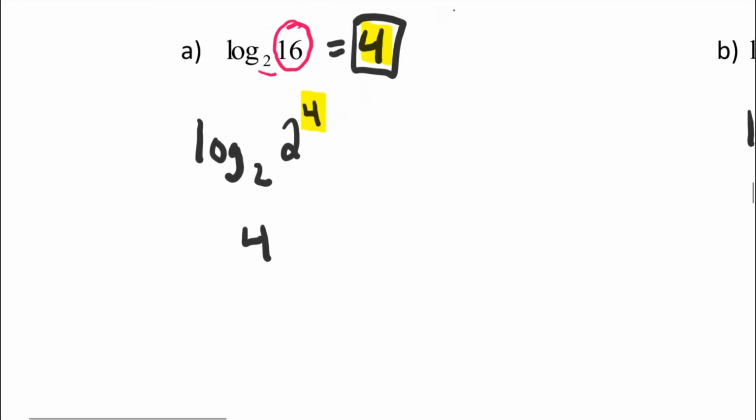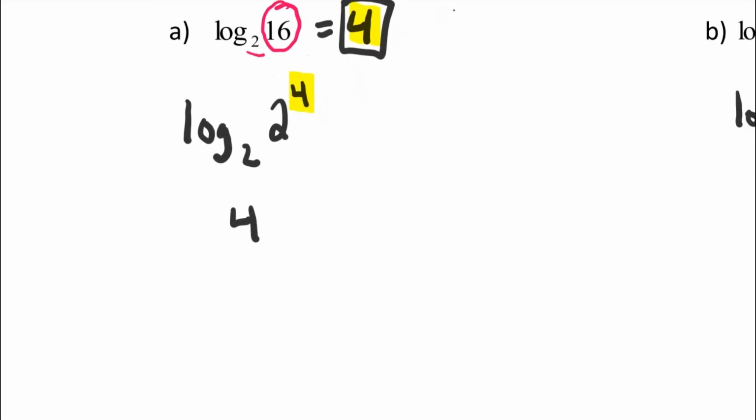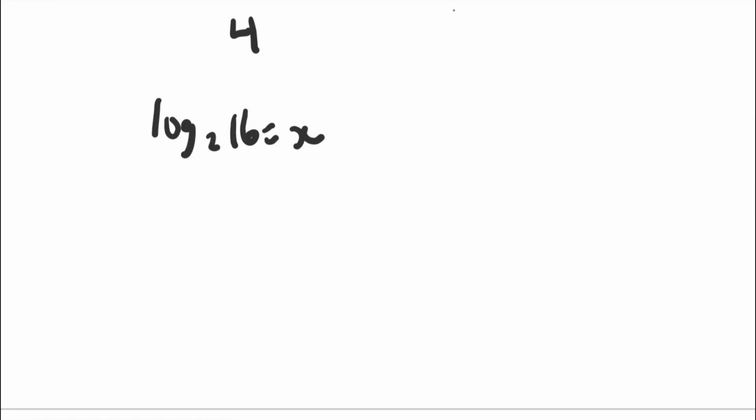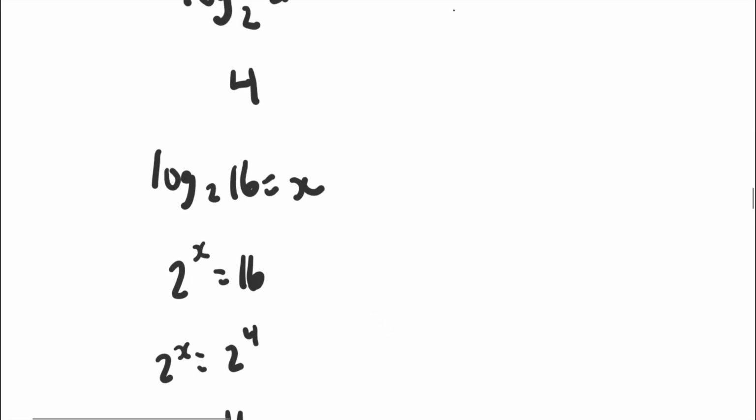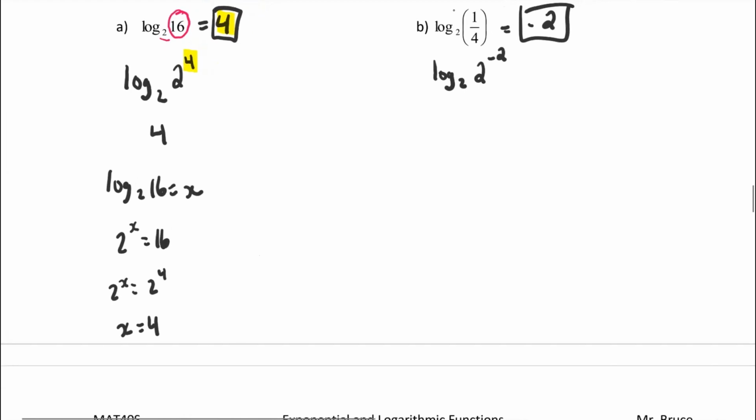So if I was to write this log base 2 of 16 in another way, that's basically saying that log base 2 of 16 is equal to x. And I'm trying to solve what x is. That means 2 to the power of x must be equal to 16. Well, 2 to the power of x is equal to 2 to the power of 4, right? Because 16 and 2 to the 4 are the same, that means that x must be 4. That's essentially what we did here for A. And the same steps go for B. So B is very similar as well. Okay, so that's just another way you can see how it works.